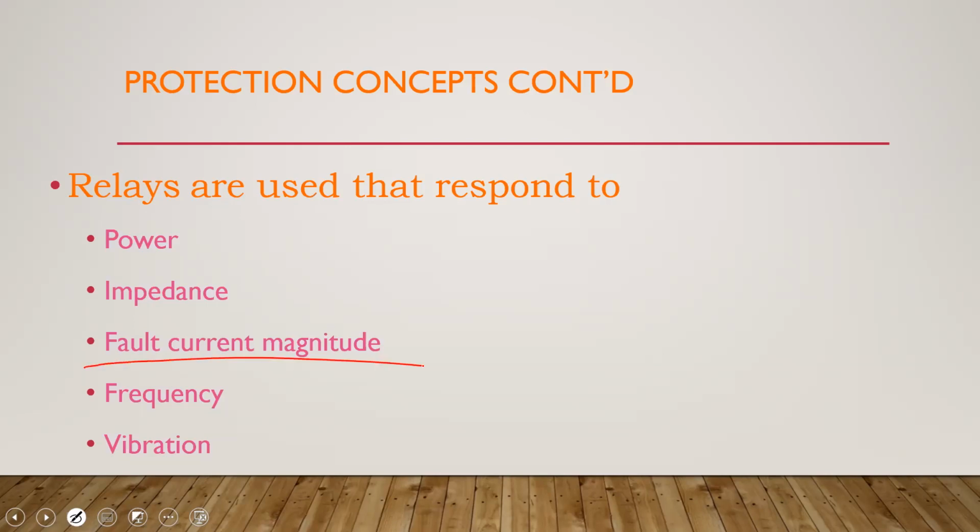We have relays that respond to the magnitude of current. We have relays that respond to impedance. So a fault occurs on a power line and the relay actually measures the impedance from the relaying point to where the fault is. And based on that measurement, it will determine whether or not the fault is on the line itself or on an adjacent line. And of course, we have relays that will measure power.